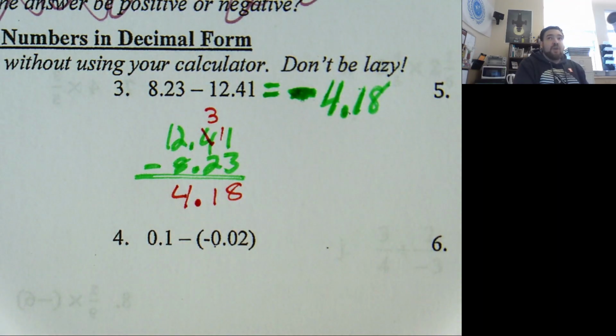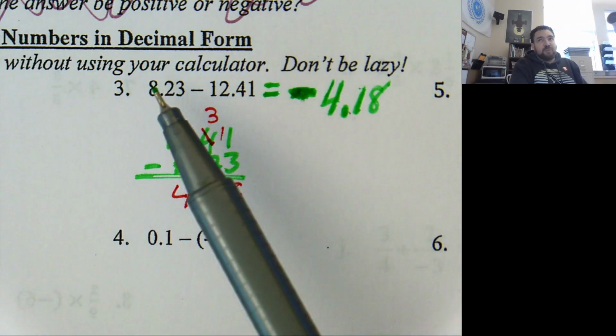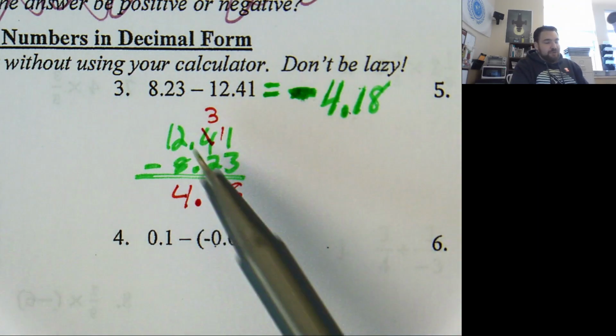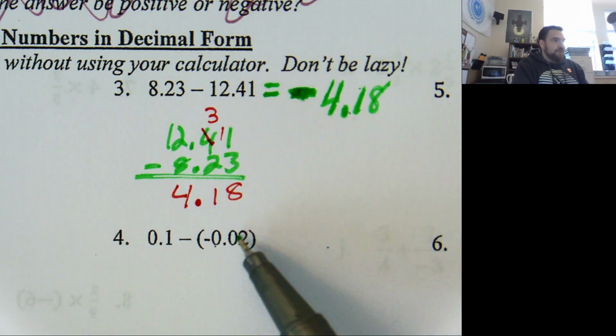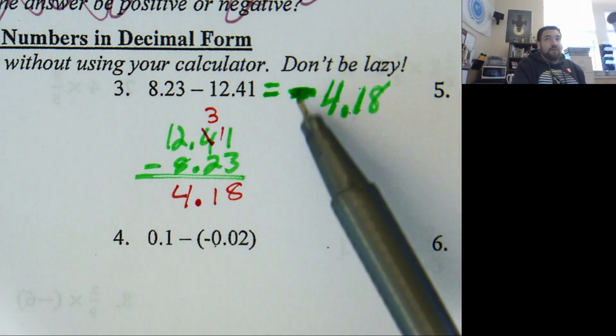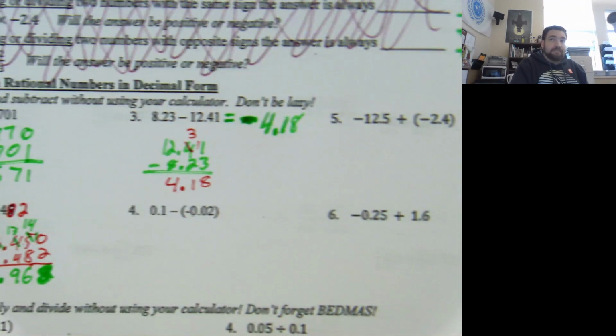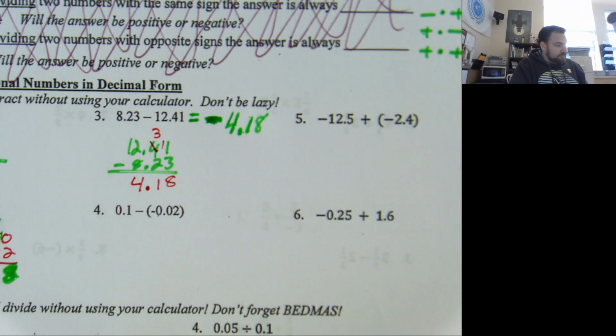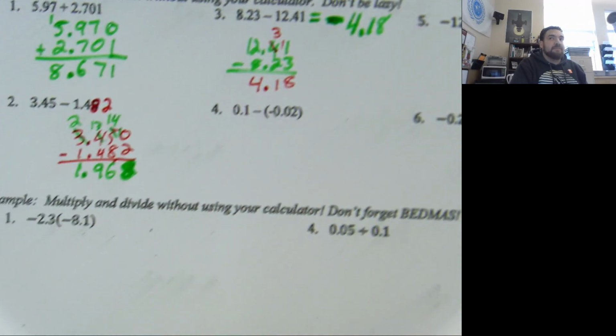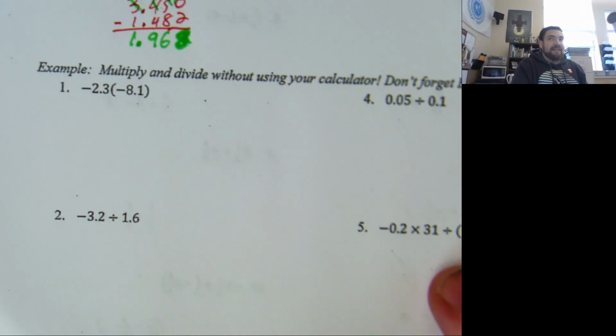When the second one is bigger than the first one, make it negative and then subtract by hand the way you're used to. Biggest minus smallest. Don't forget that minus sign. I'll leave you to play with 4, 5, and 6. If you need a hand with any of that, let me know.